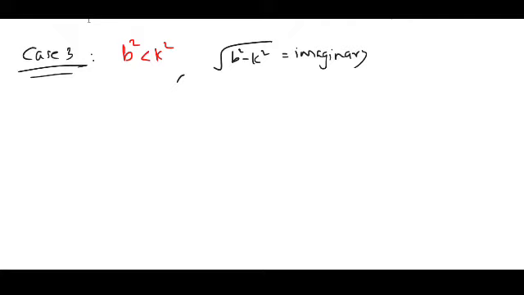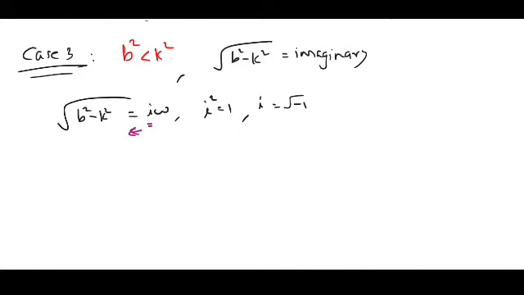Fine. Then we can write root of b square minus k square is imaginary, and this can be written as root of b square minus k square is equal to i omega. We know that i square is equal to minus 1, or i is equal to root minus 1. If I take this i into the bracket, then omega can be written as, i square will be minus 1, and minus 1 multiplied with b square minus k square means k square will be positive and b square will be negative.